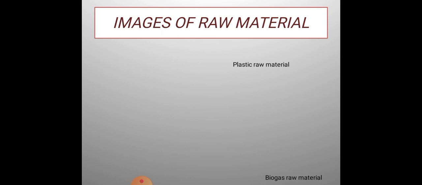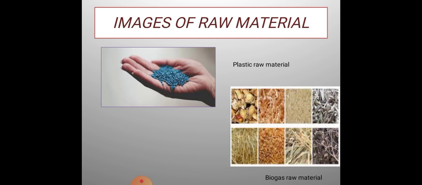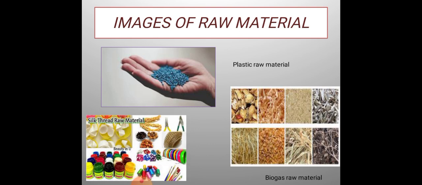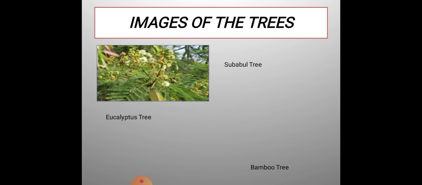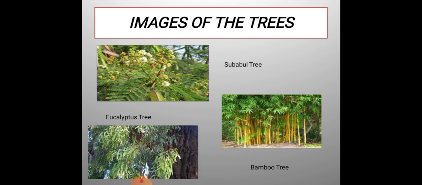I've just updated a few images in the PPT for you to understand what a raw material is. See, these are the raw materials that are available: plastic raw material, then for biogas, and for making silk thread bangles, right? I hope you remember, and earrings, etc. Now the tree images, a rough idea how it is. So babul tree, eucalyptus, bamboo tree. Eucalyptus tree is also used.